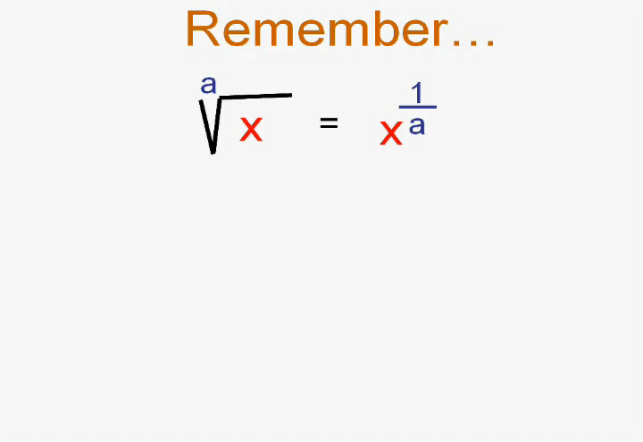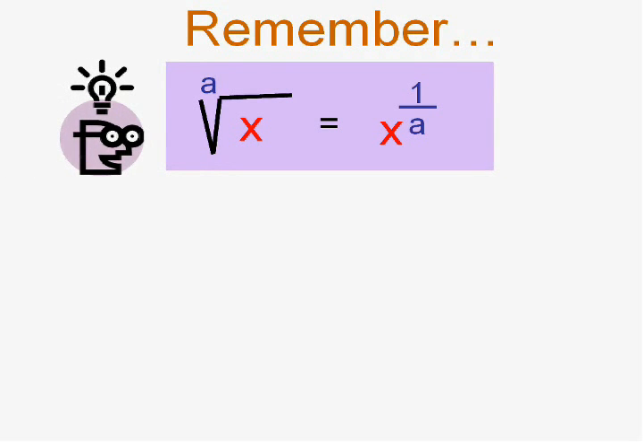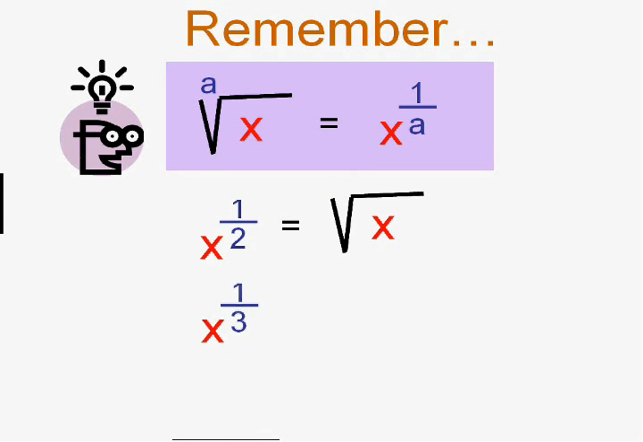Now, there's some other things about exponents that we're going to need to remember. The nth root of x, written as an exponent, is x to the 1 over n. That's going to be important. For instance, x to the 1/2 is the square root of x, remember? We don't write the 2, but you have to know that. Guess what x to the 1/3 is? It's the cube root of x.